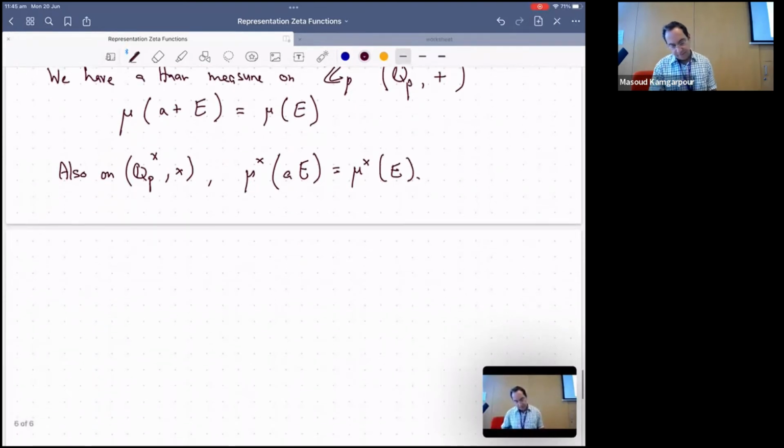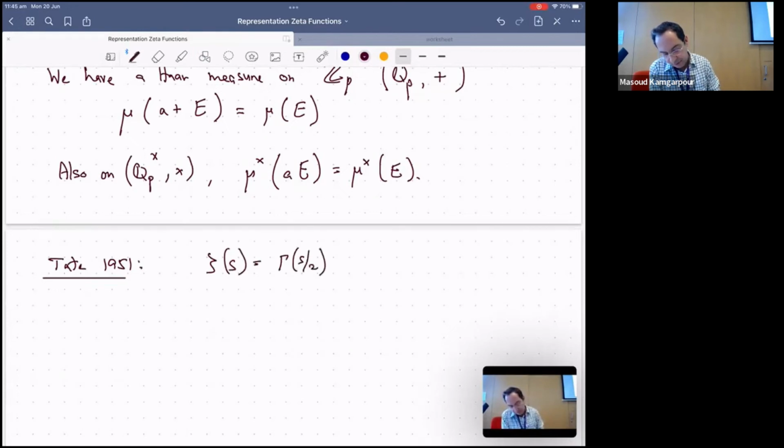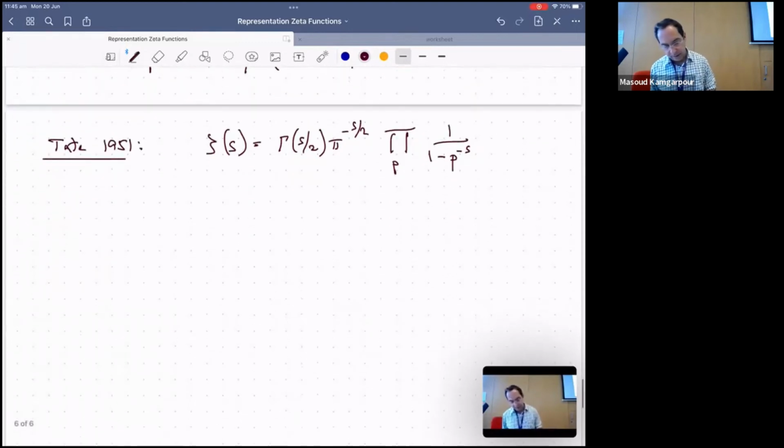And now what Tate did in 1951 in his PhD thesis, he looked at the Riemann zeta function, and now I will put gamma of s/2, pi to the minus s/2, and the infinite product. And he interpreted each one of these Euler factors as an object in harmonic analysis and wrote it down as a P-adic integral, which we're going to use a lot.